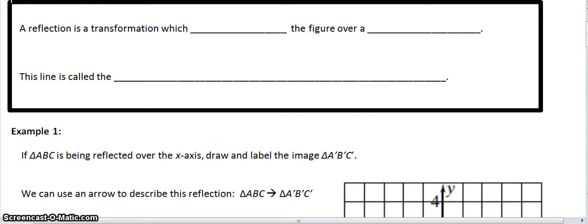Hi everyone. Today we're going to learn about the transformation called a reflection. So remember, transformation means you're working on changing something, a shape, a point, whatever it may be. And a reflection is a transformation which flips, this is not a very precise word, but that's okay, it flips the figure over a line. And this line is called the line of reflection.